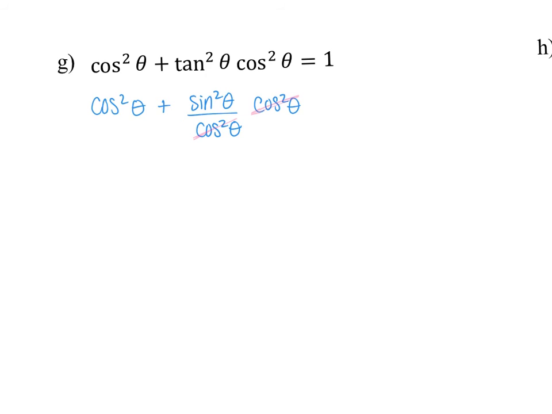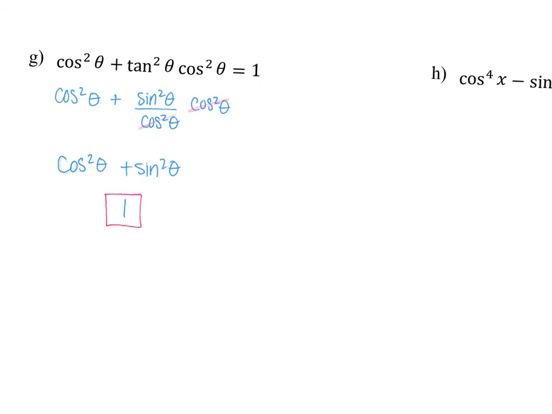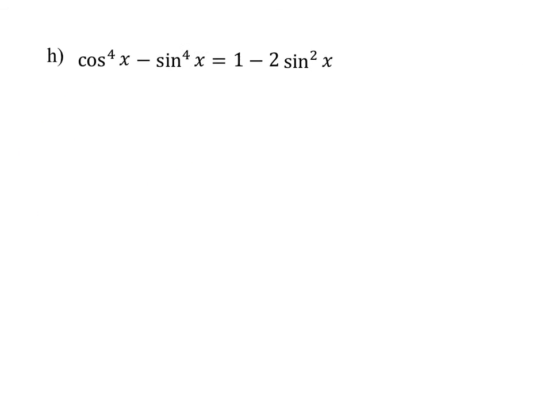So then all I have left is cosine squared plus sine squared. And cosine squared plus sine squared, even though it's in a different order, is just equal to 1. And so I've proven that they are actually equal, and you can use that as an identity.